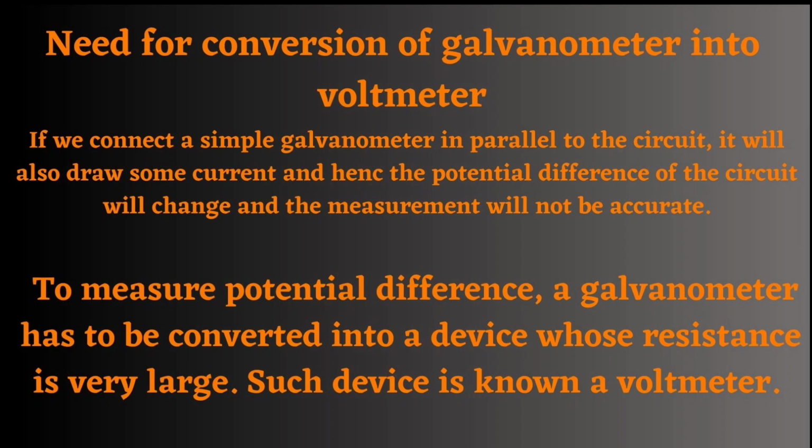It is only possible if the resistance of the device is very high, or we can say infinite, so that it may not draw any current. To measure potential difference, a galvanometer has to be converted into a device whose resistance is very large. So a galvanometer can be converted into a voltmeter by connecting a large resistance in series to the galvanometer.